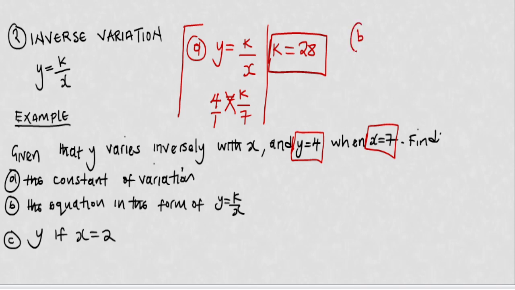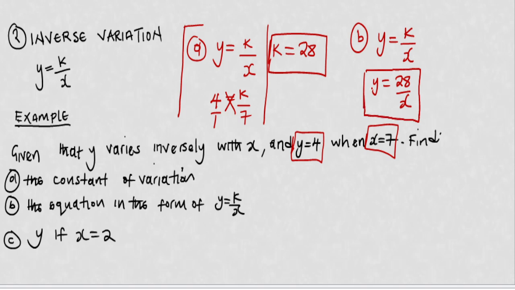So part B here, they want us to find the equation in the form of y is equal to k over x. Now we already have the value of k, which is a constant. So this will become y is equal to, where there is k, I put 28, then over x. Whenever they ask you to find an equation, you just substitute in the value of k, then leave y and x as they are. We go to part C.